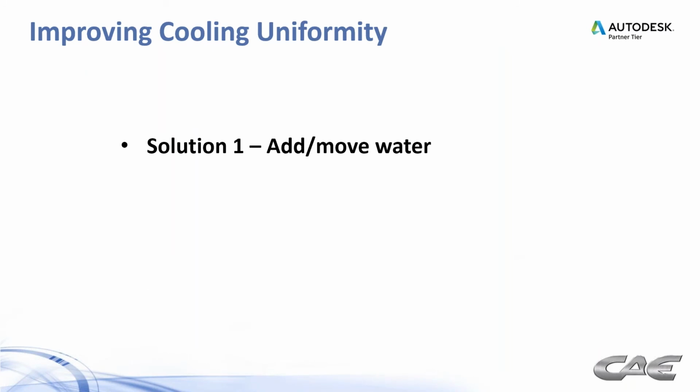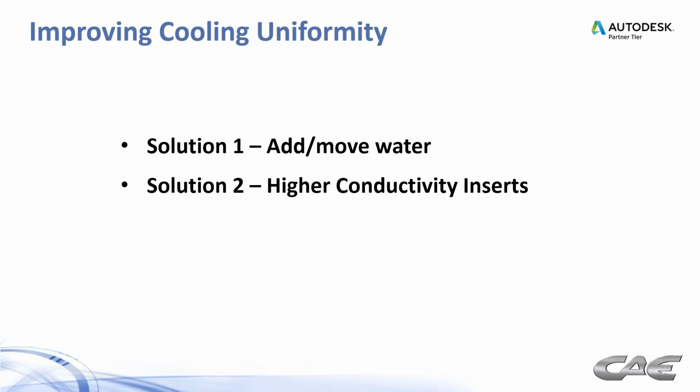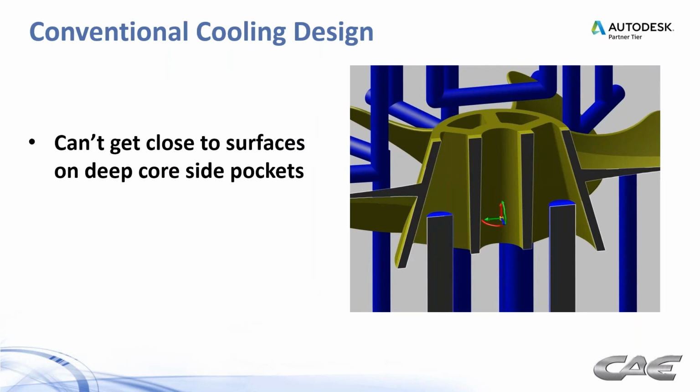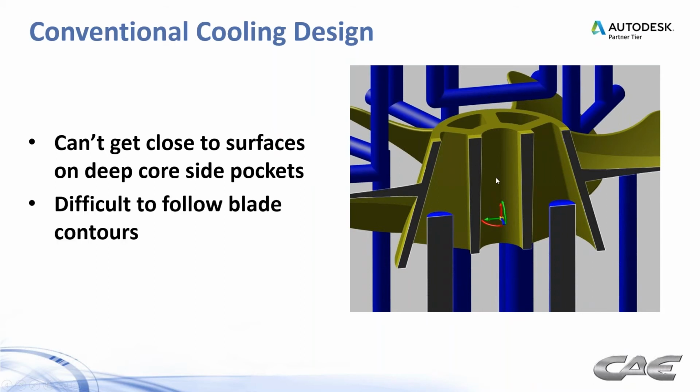Solution 1, add or move water. Solution 2 is to add higher conductivity inserts. Solution 3, maybe we go to conformal cooling. Conformal cooling is all the buzz these days, right? So we look at a conventional cooling design, and you can see right in this area here, we can't get these baffles real close to the surface. It's also on both sides of the tool, core and cavity, it's difficult to follow the blade contours.